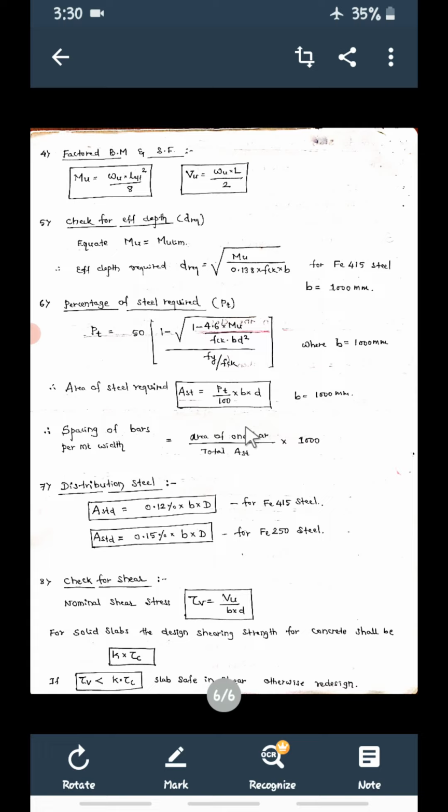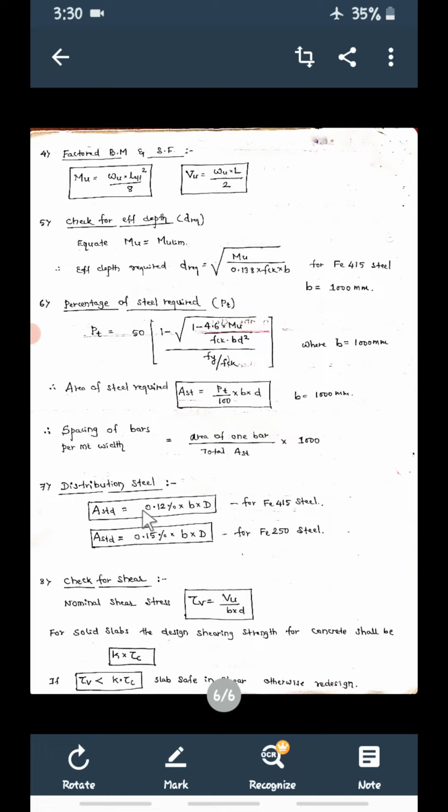Okay. So area of 1 bar. Suppose we are assuming 8 mm diameter main steel. So it is pi by 4 into 8 square, divided by total AST. What are we going to get from this? Multiply by 1000, so in 1 meter you are calculating. So spacing you have to calculate.